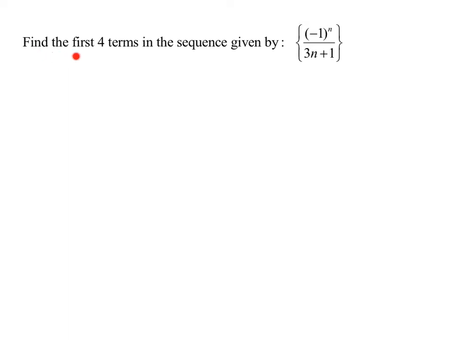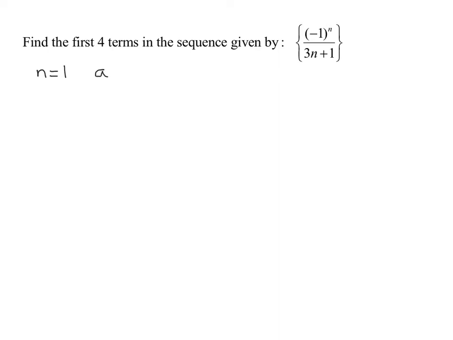In this problem, we need to find the first four terms in the sequence given by this expression here. Remember, the domain of a sequence are the positive integers, so n equals 1, 2, 3, 4. So all we have to do is find the first four terms. So we're going to start with n equals 1.